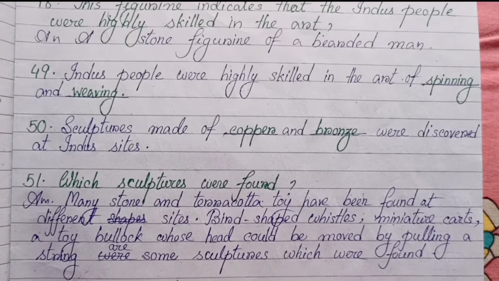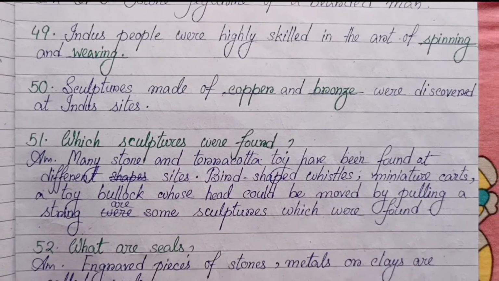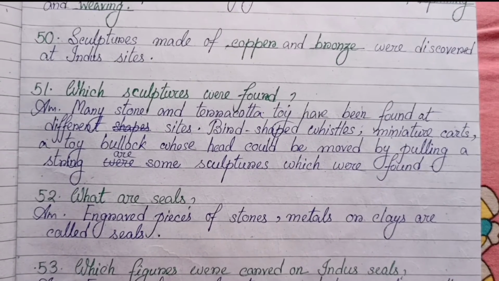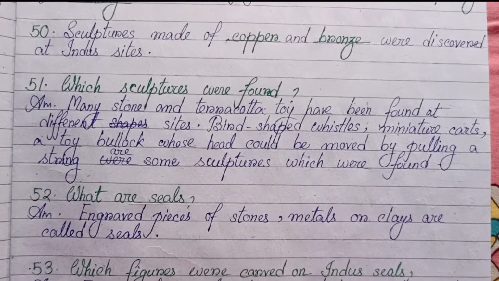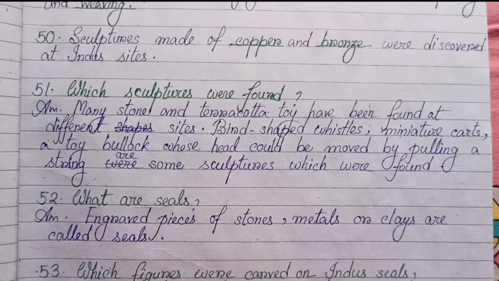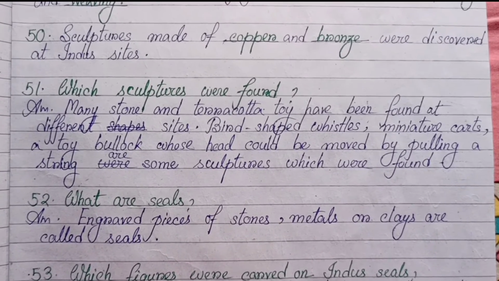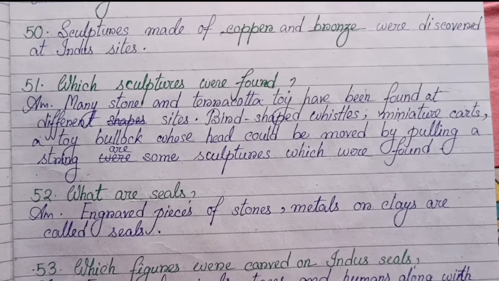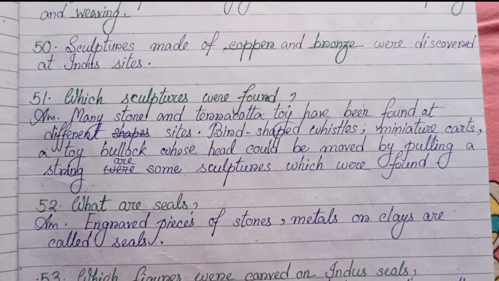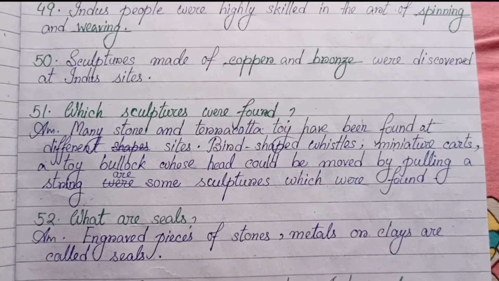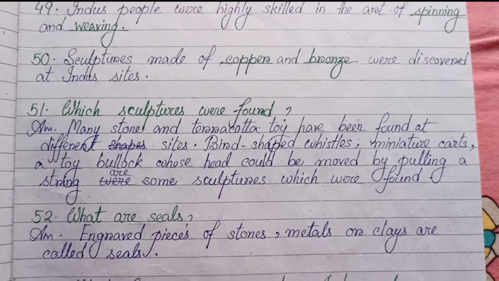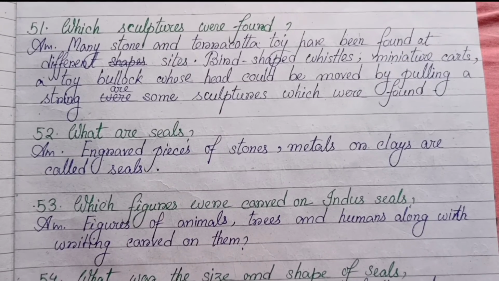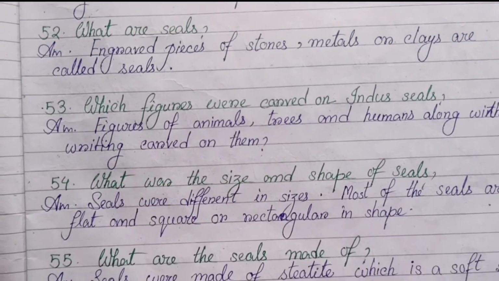50. Sculptures made of copper and bronze were discovered at Indus sites. Which sculptures were found? Many stone and terracotta toys have been found at different sites. Bird-shaped whistles, miniature carts, a toy bullock whose head could be moved by pulling a string are some sculptures which were found. What are seals? Engraved pieces of stones, metals or clays are called seals.